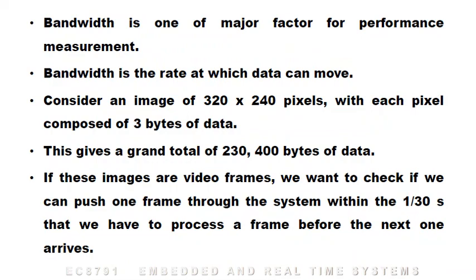Bandwidth is one of the major factors for performance measurement. Bandwidth is the rate at which data can move. Consider an image of 320 x 240 pixels with each pixel composed of 3 bytes of data. This gives a grand total of 230,400 bytes of data. If these images are video frames, we want to check if we can push one frame through the system within the 1/30 seconds that we have to process a frame before the next one arrives.